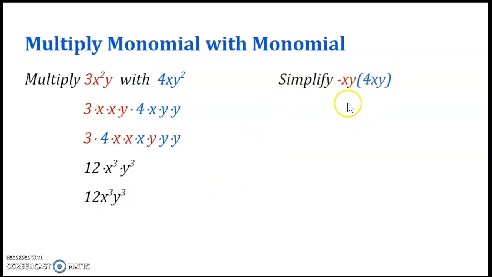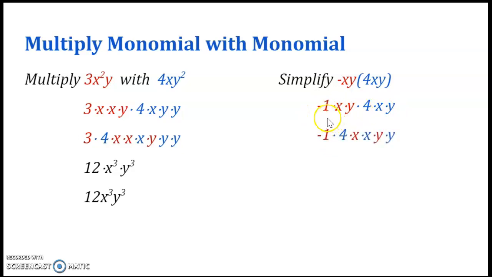Another example we covered was negative xy multiplied by 4xy. Remember, when you see a parenthesis, this is just another notation for multiplication, just like the multiplication dot. This time, whenever you see a negative sign, I want you to start thinking of it as -1 being multiplied to whatever is following it. So negative xy is really -1 times x times y. And 4xy, of course, is 4 times x times y. So you're multiplying both of them together.